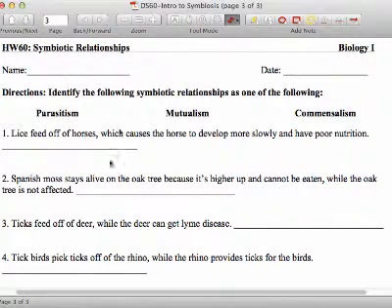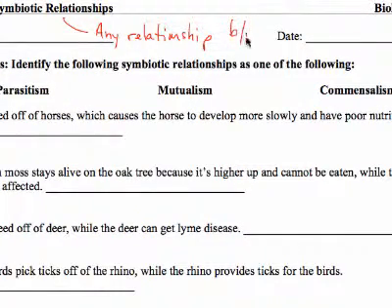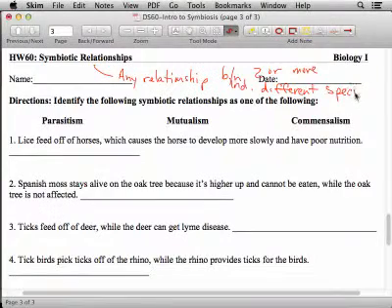Really quickly before we jump in and go over the answers, just remember that a symbiotic relationship is any relationship between two or more individuals, and they tend to be from different species. And if you remember from class, there are three types of symbiotic relationships. There's parasitism, mutualism, and commensalism.